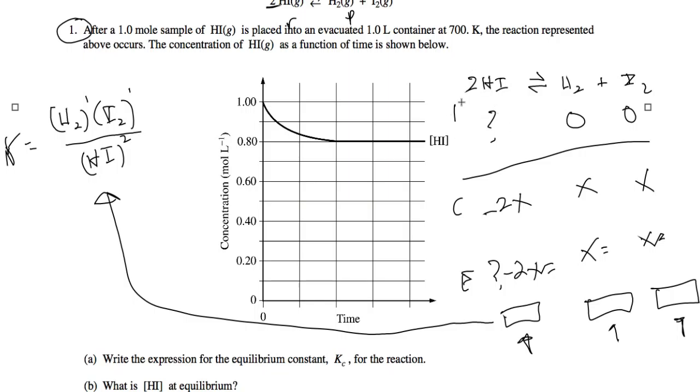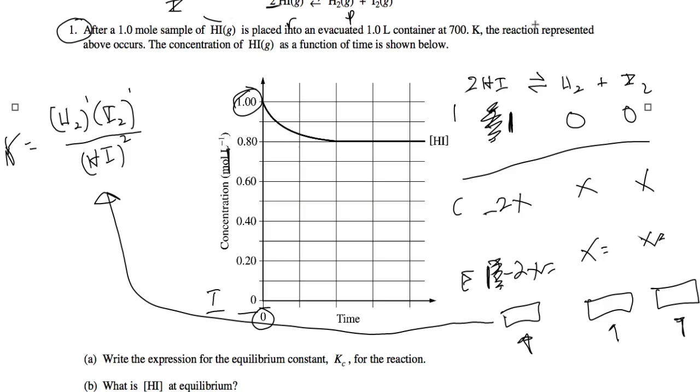Okay, so let's look for initial concentrations first. We know that these are 0. The problem says after 1 mole sample of HI is placed into an evacuated 1 liter container. That is the initial concentration. And on this graph, at time 0, we have 1 as well. 1 divided by 1 is 1 mole per liter. So the concentration here initially for HI is 1. This is 1 as well.